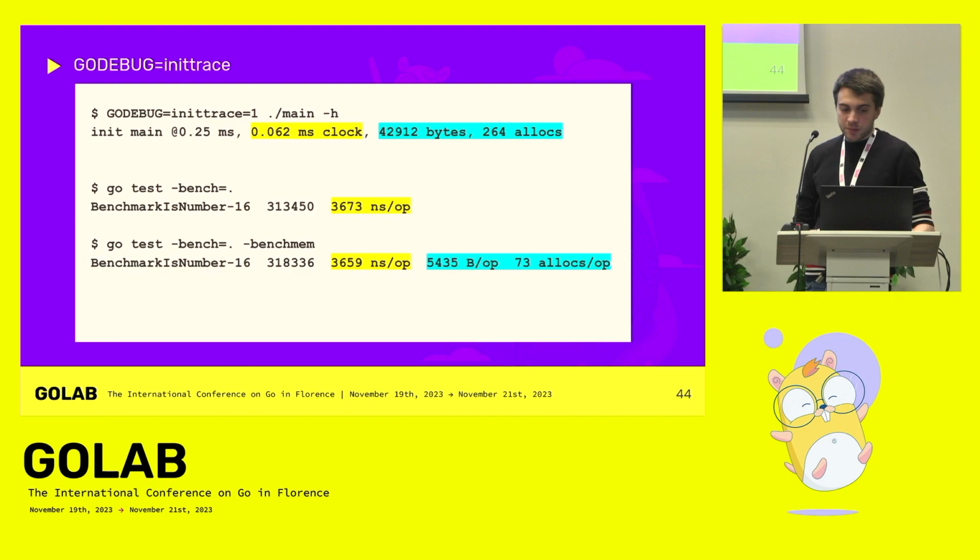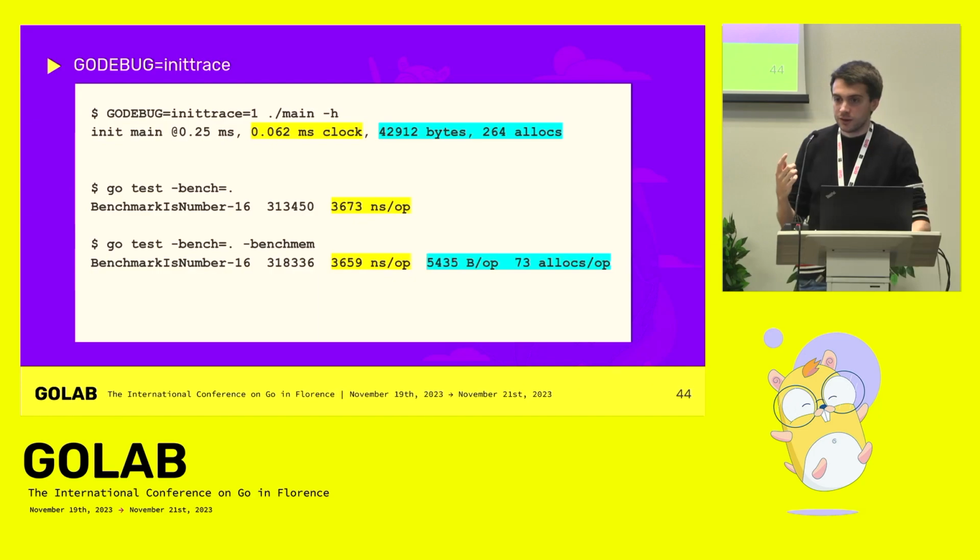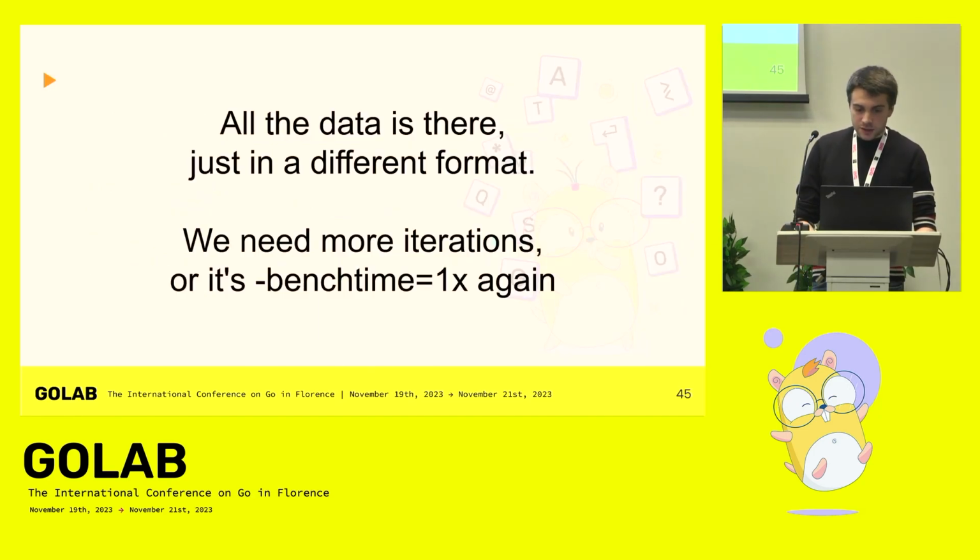And if we use the bench mem flag for Go test, you also get the bytes per operation and allocations per operation. And that is effectively what initTrace is giving you as well, except that it's one iteration, so there's no /op or anything like that. So the data is all there. We just need a different format, right?